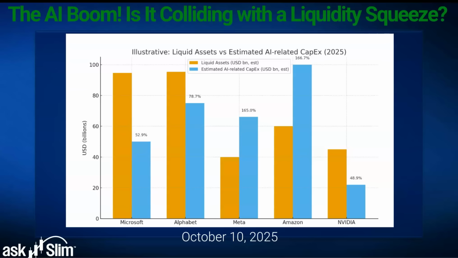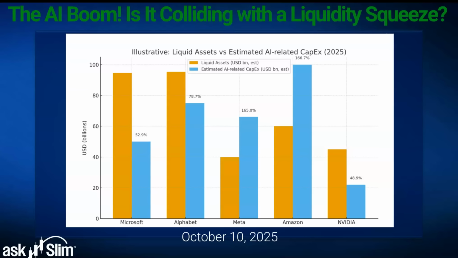Looking at these 5 mega stocks right over here, you see that Microsoft is going to be spending about 52.9% of liquid assets in 2025. Alphabet, 78.7%. And look at Meta, 165%. They are going to be burning cash like crazy if they can't borrow the money.